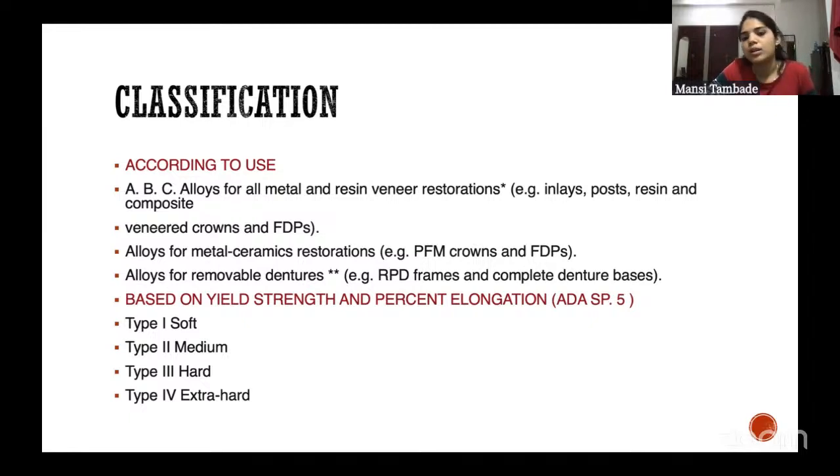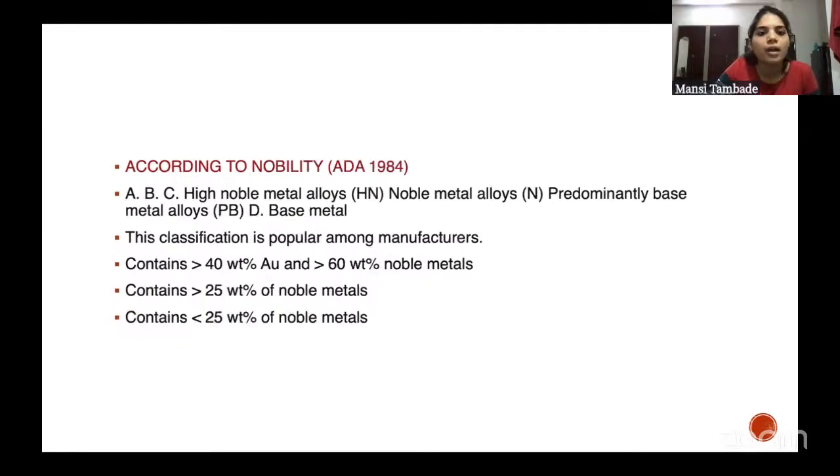Based on the yield strength and percentage elongation: type 1 soft, type 2 medium, type 3 hard, type 4 extra hard. According to the nobility: high noble metals, noble metal alloys, predominantly base metal alloys, and base metal. This classification is popular among manufacturers, based on what amount of gold we have, what amount of noble metals we have together.